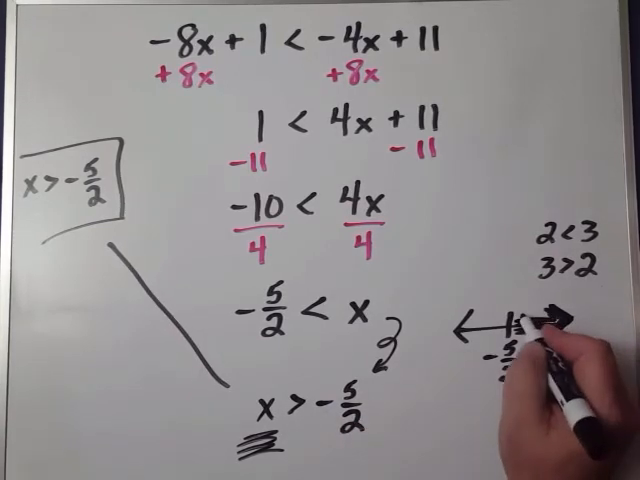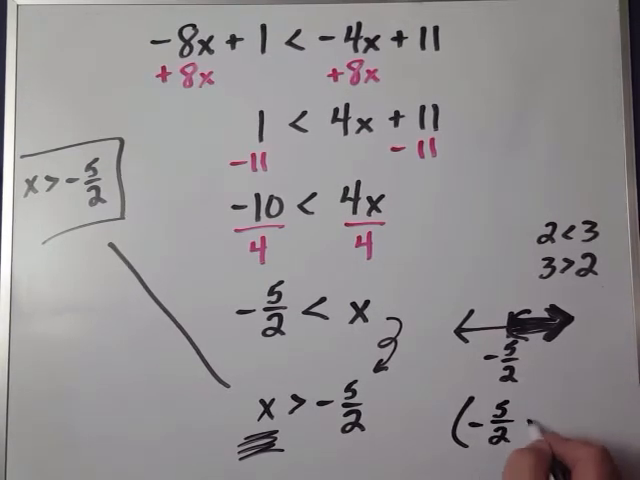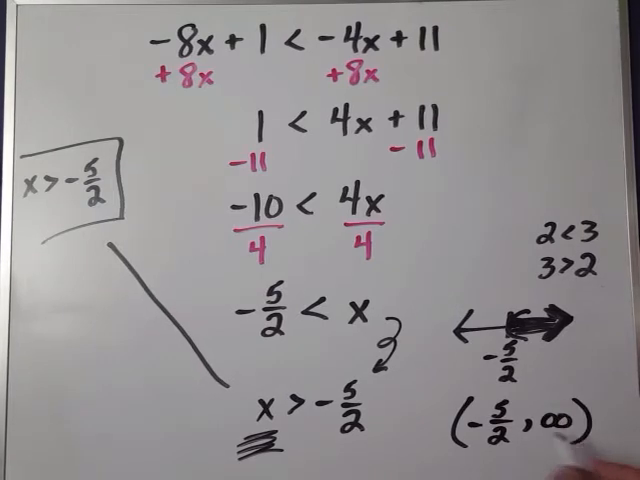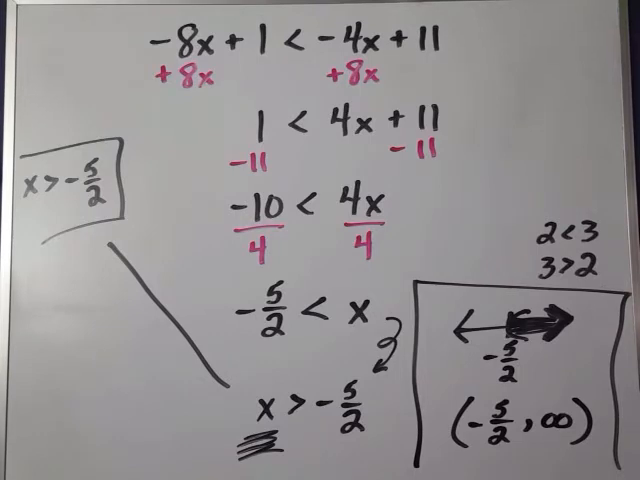There's no equal bar, so we're not including that endpoint. And our interval is the open interval on -5/2 to positive infinity. And it didn't matter which way we worked it. It turned out the same either way, no matter what side I took the variable to.